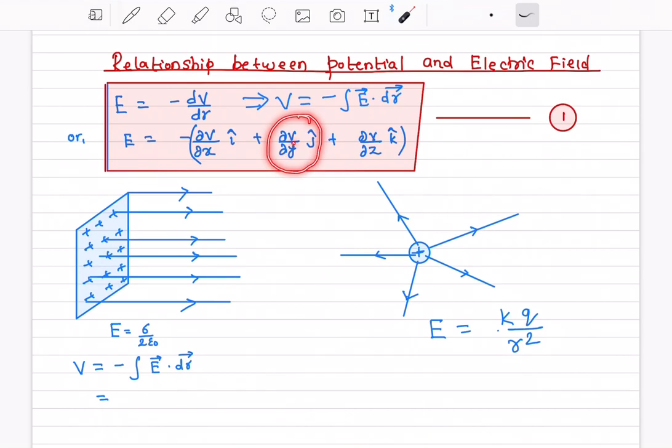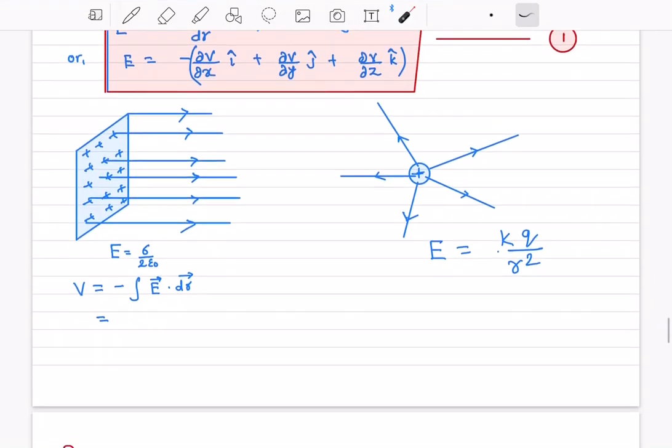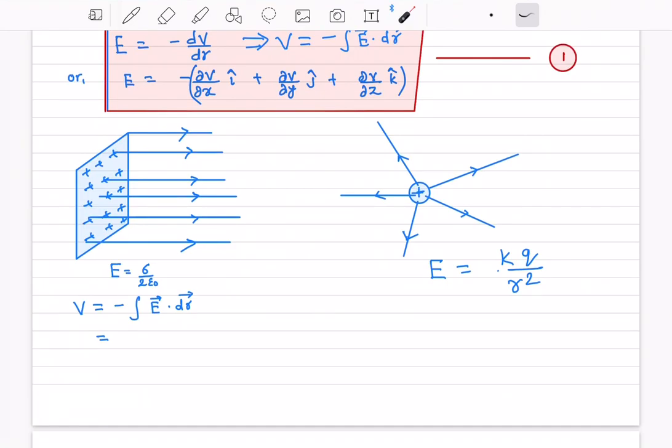The same thing, if you need to find out how the electric field changes in the y direction, then you need to do the partial derivative of potential with respect to y. The same thing, if you need to find the electric field along the j direction, you have to take the partial derivative of potential with respect to y. That gives you the electric field along the y direction.